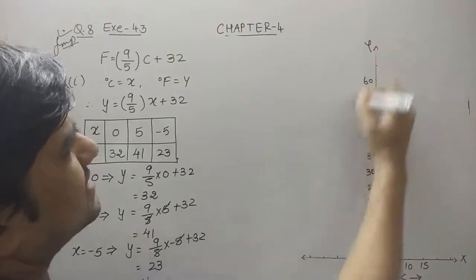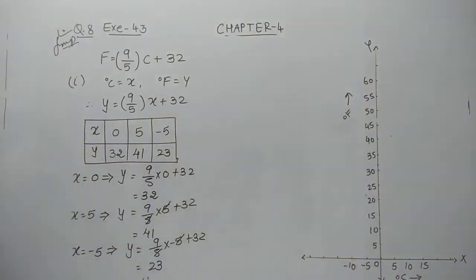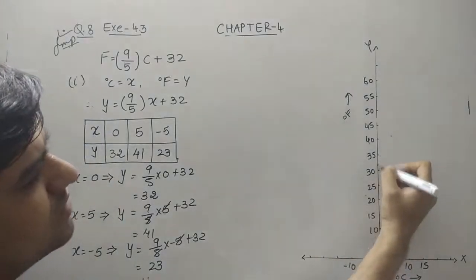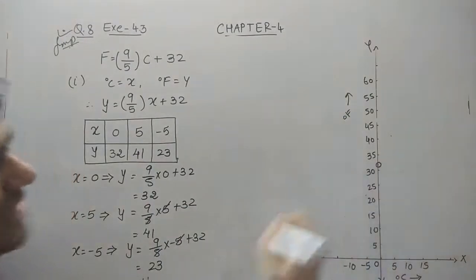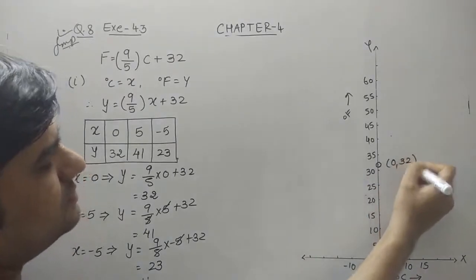This y axis is considered as degree Fahrenheit. So let us represent this value. When x is 0, y is 32. So 32, we know that it comes between 30 and 35. If you have the 5 line graph, it is on the second line. So this is the value, that is 0 and 32.